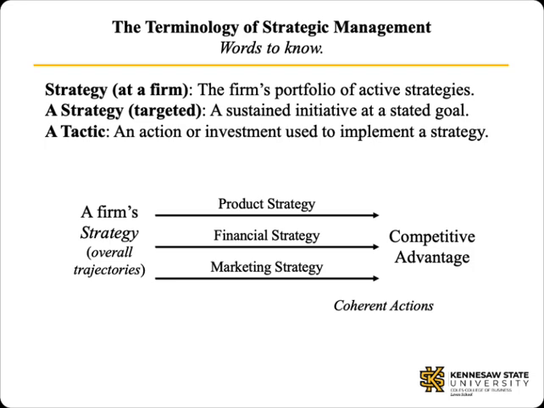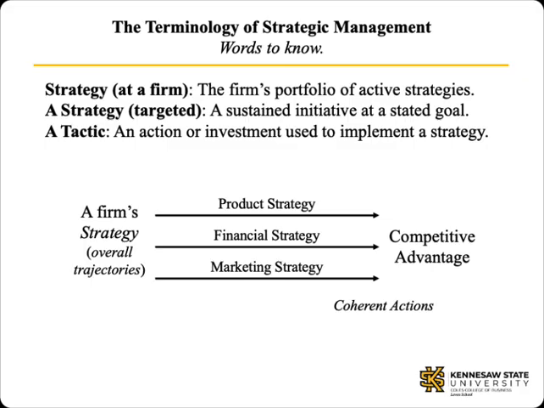Last, underneath that general strategy, firms will have individual strategies. A strategy can be defined as a sustained initiative used by a firm to achieve a stated goal. And it turns out that firms can have lots of different strategic initiatives going on at one time. For instance, a firm might have a strategy for new product development, one for customer acquisition, another for having an efficient capital structure, among many others.